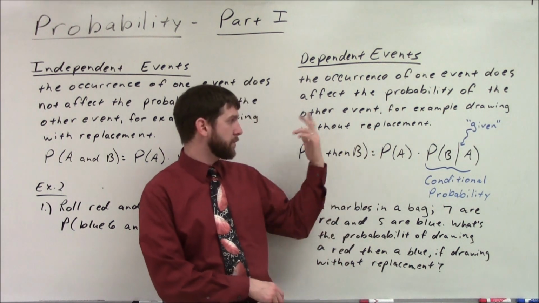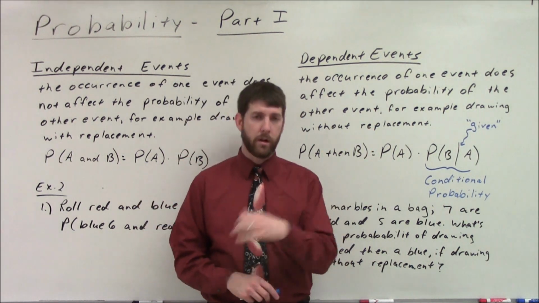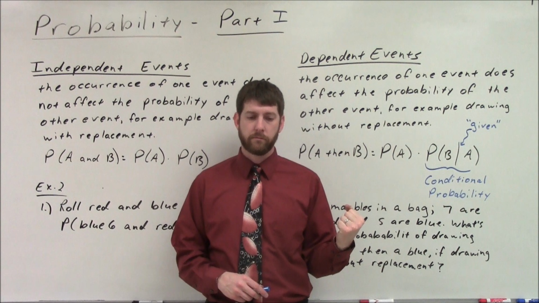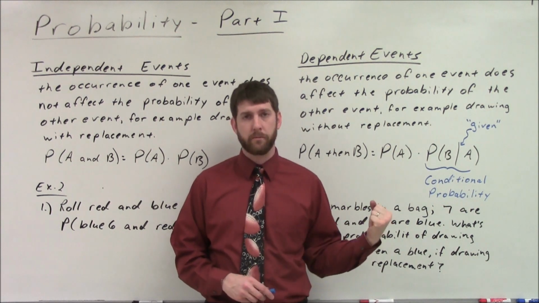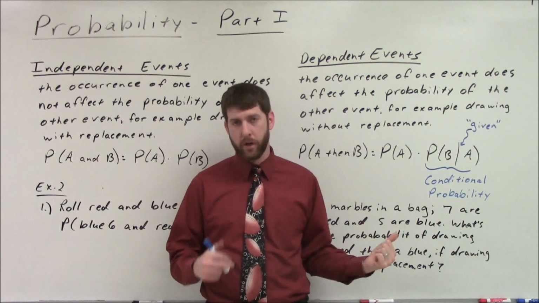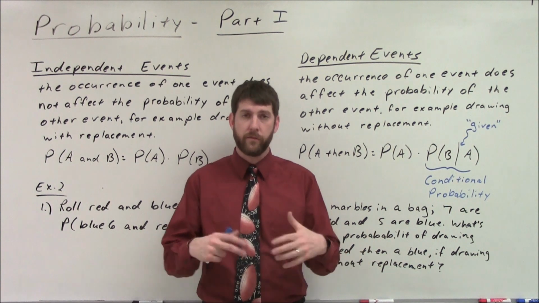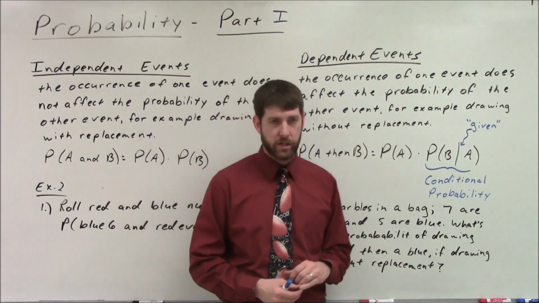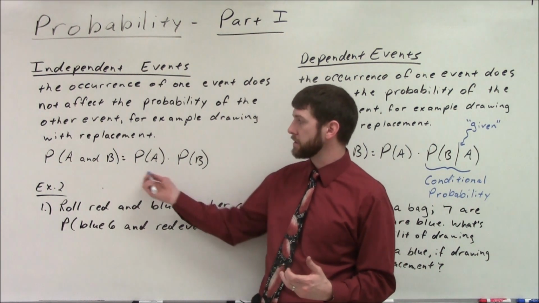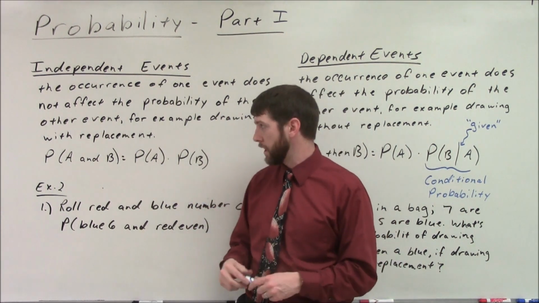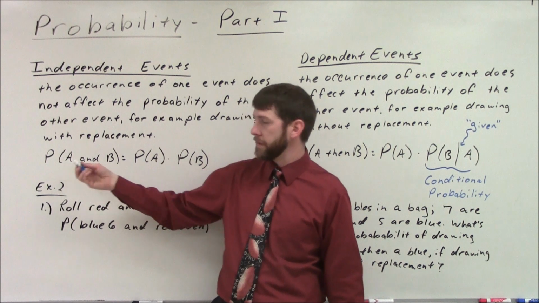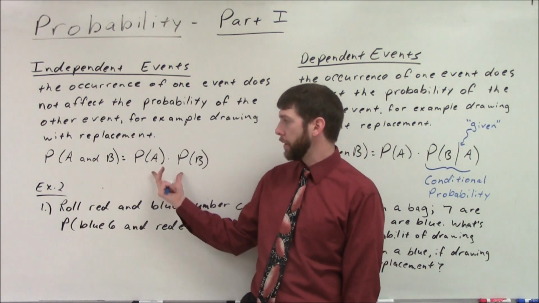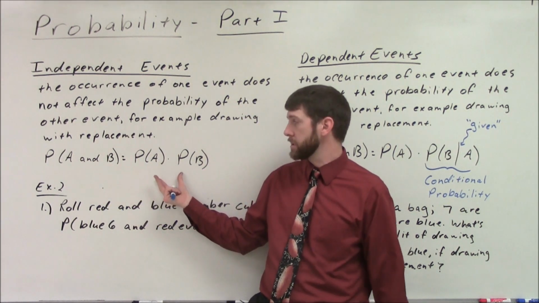So that example would be drawing without replacement. I draw a marble and then don't put it back and go draw a second marble. Obviously the first draw has affected the second draw, because we have fewer marbles to choose from. So they're affecting each other. Now the idea is still the same as far as operation-wise. If I want the probability that this and that are happening, I'm going to multiply those two probabilities together.